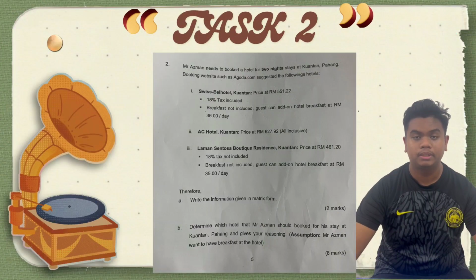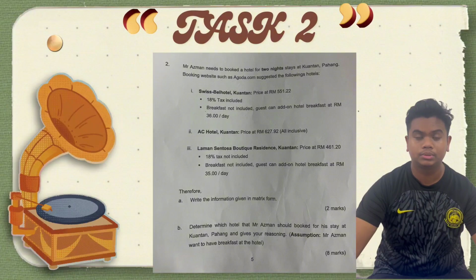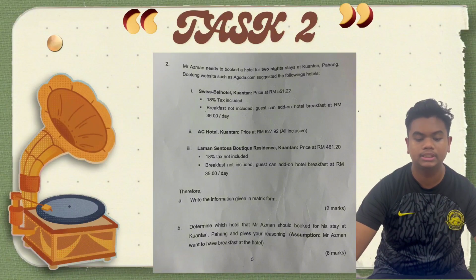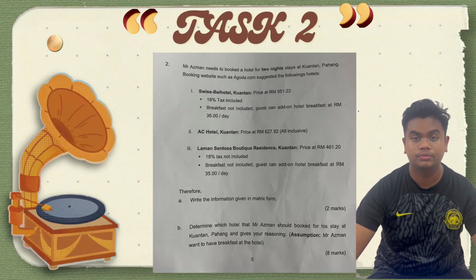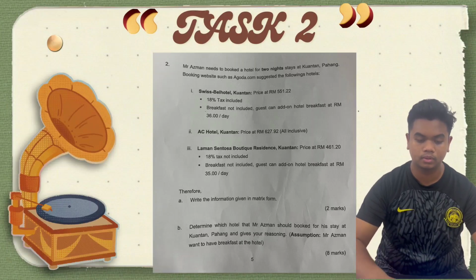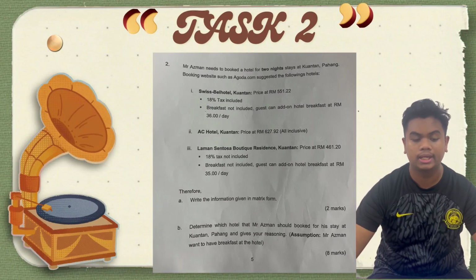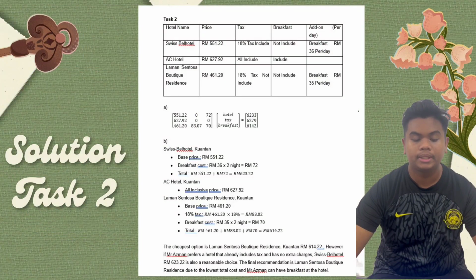Okay, now I will explain the question that I solved for task 2. So the task 2 question is, Mr. Azman needs to book a hotel for a 2 nights stay at Kuantan, Pahang. Booking websites such as agoda.com suggest the following hotels: Swiss Bell Hotel Kuantan, AC Hotel Kuantan and Laman Sentosa Boutique Resident Kuantan. So when I got the question, I listed down the information and made a table for this task with 5 columns: hotel name, price, tax, breakfast and add-on breakfast per day.